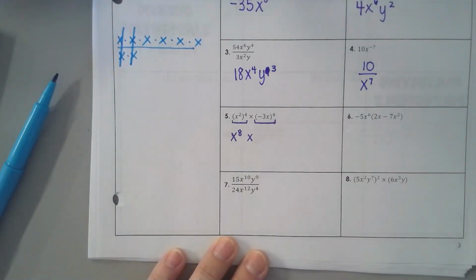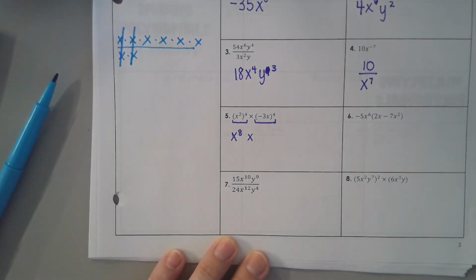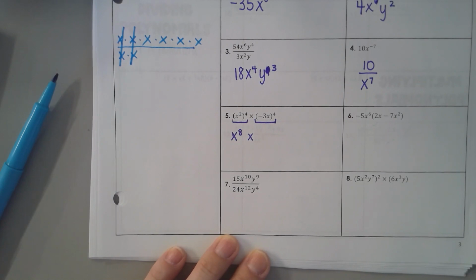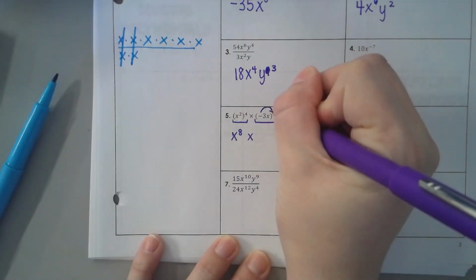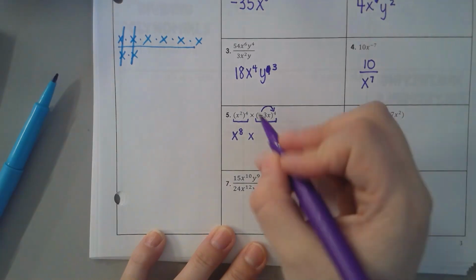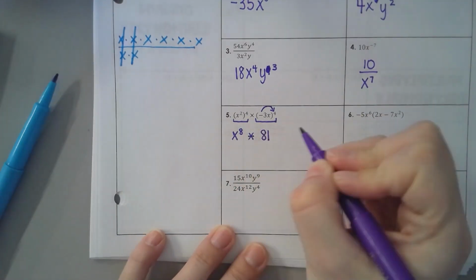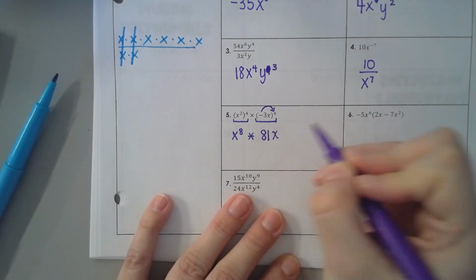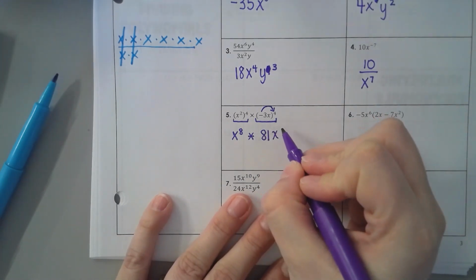what's negative 3 to the 4th power? Positive 81. When you raise to the power, you've got to put parentheses around your negative 3. So this would be 81 x to the 4th. Good.